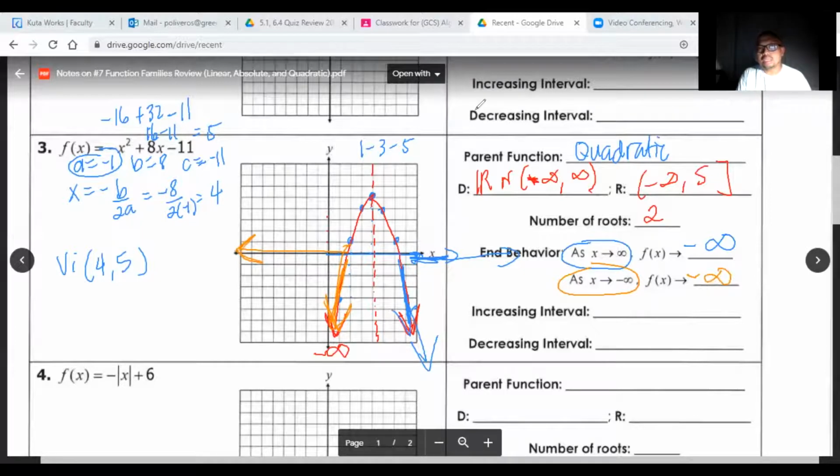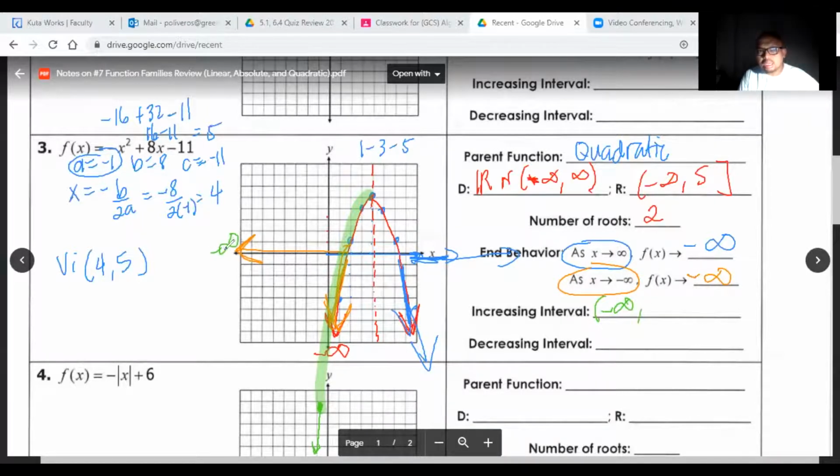Increasing and decreasing interval. The increasing interval here, where does the graph go up? The graph is going up from here, stop there. The green one is the increasing interval. And again, we look at the x value. Where do you think this one started? This keeps going down there, right? But it will never stop. It will be somewhere on the left side of the x value, which is the negative infinity. So that starts from the negative infinity.